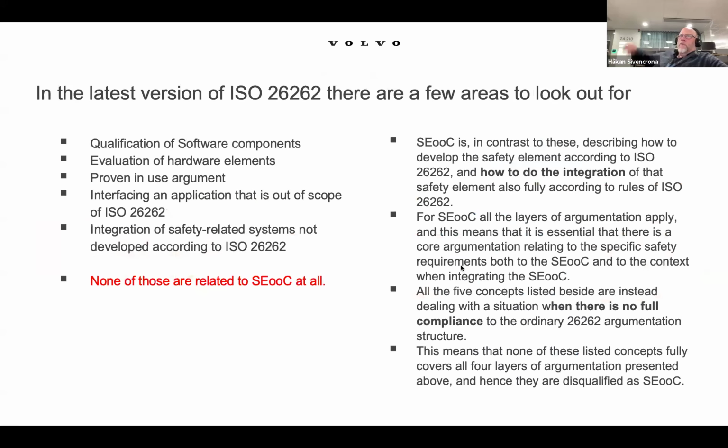So if you look into the latest version of ISO 26262, there are really a few areas to look out for so that you don't mistake these for safety element out of context. We don't want to spend too much time, but here it says all the 5 concepts listed here are instead dealing with the situation when there is no full compliance to the ordinary 26262 argumentation structures. But for safety element out of context, you are fulfilling the ordinary 26262 argumentation structure for the life cycle that you are interested in.